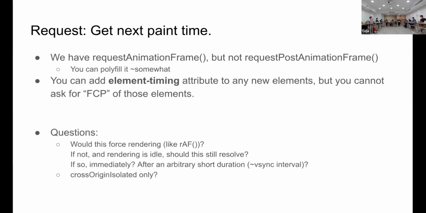I threw up some questions here. How would this work? What does the API look like? There's no specific proposal. Would it actually force rendering, like requestAnimationFrame? When you ask that, just to time it, you're actually forcing the browser to schedule rendering work, which has negative consequences on battery and a bunch of stuff, and sometimes negative consequences on performance.